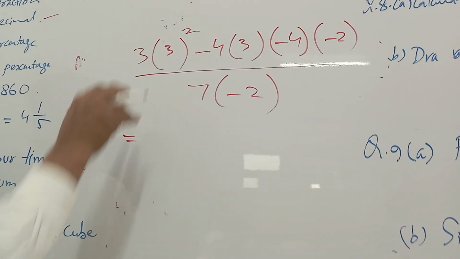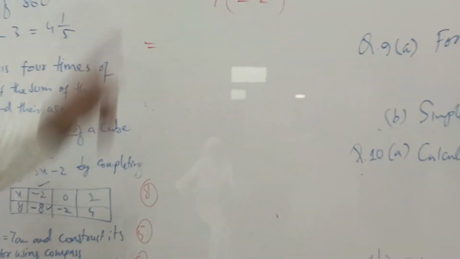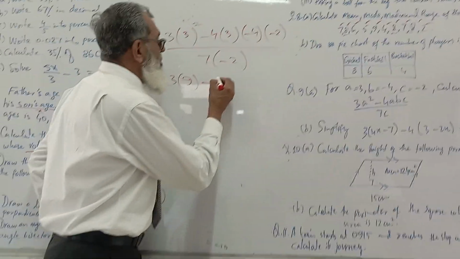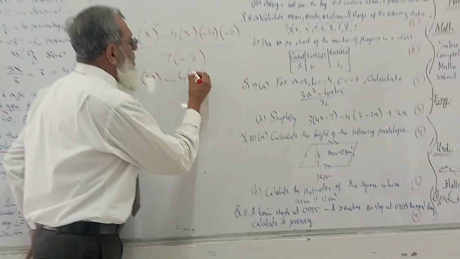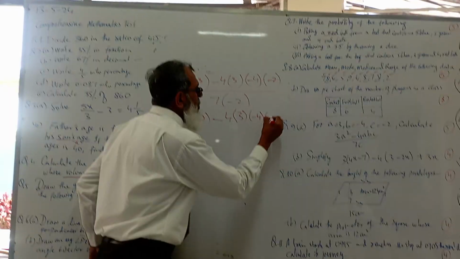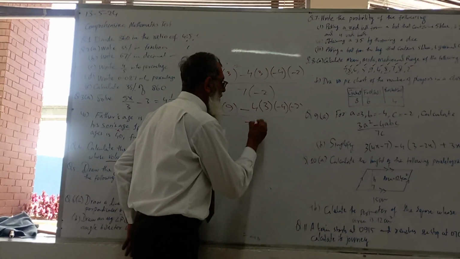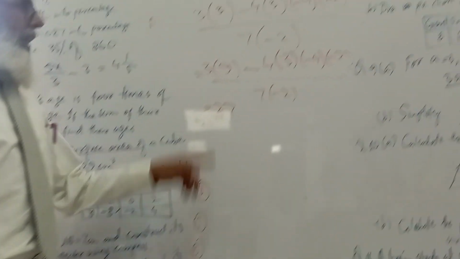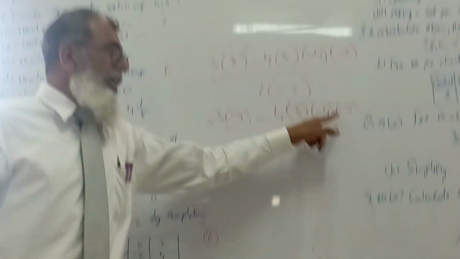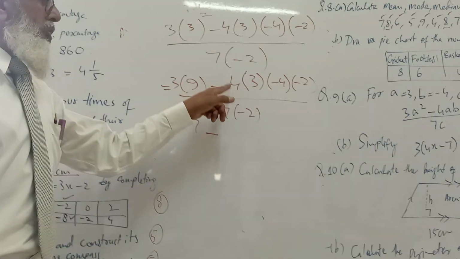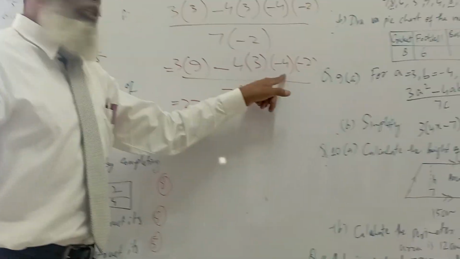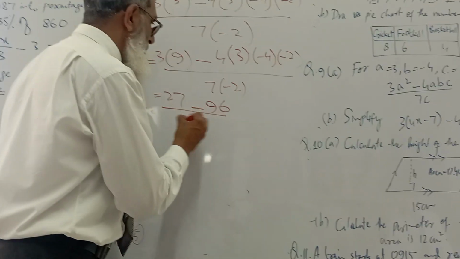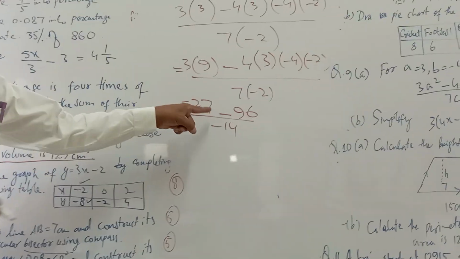Now we solve the square terms first. 3 threes are 9. Then 3 times 9 is 27, and minus minus is plus, so 4 threes are 12, 12 fours are 48, and 48 twos are 96, over minus 14. So now we are subtracting.